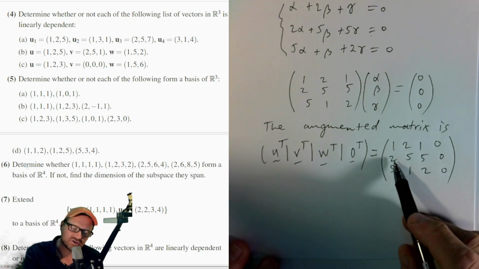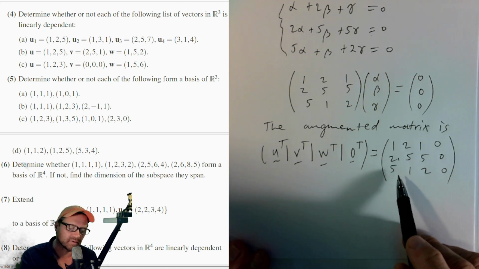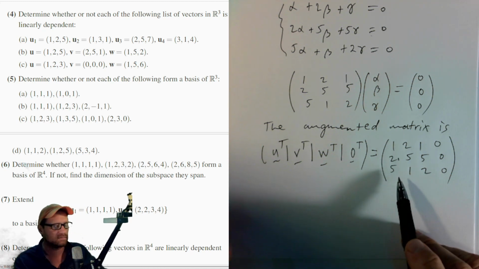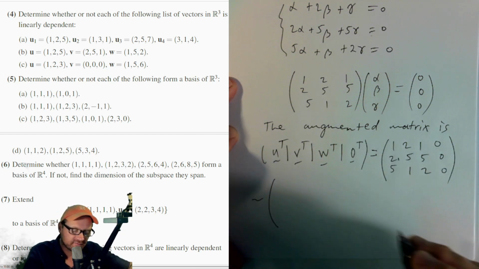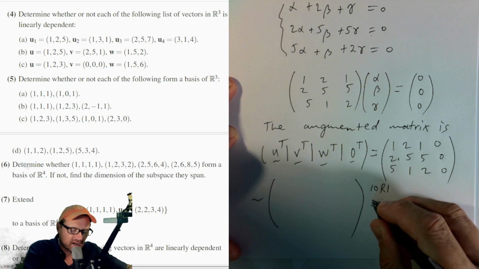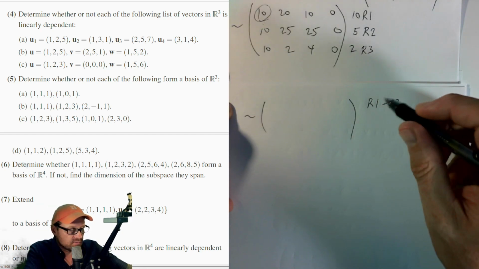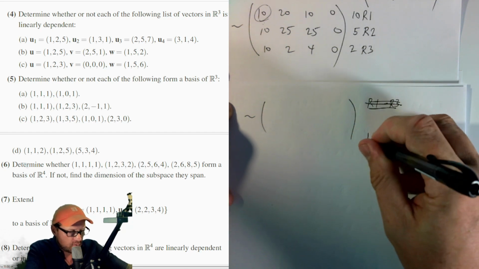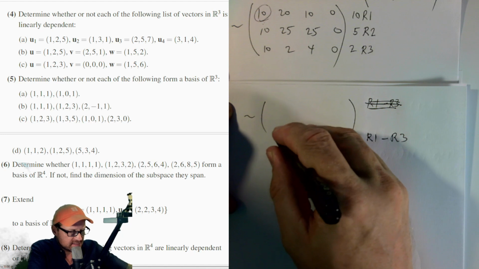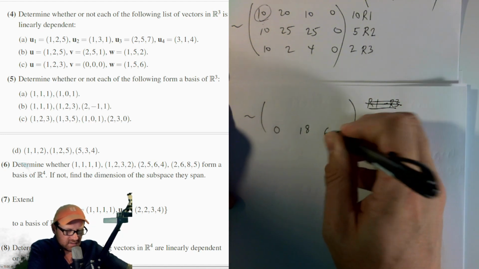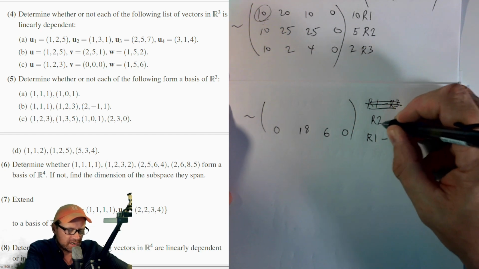Okay, so the GCD of 2 and 5 is 1. The least common multiple of 2 and 5 is 10. So we want to have 10s in this first column. So I will multiply the first row by 10, the second row by 5, and the third row by 2, like so. I want to replace row 3 with row 3, or row 1 minus row 3. Okay, and so that is 0, 18, 6, 0.